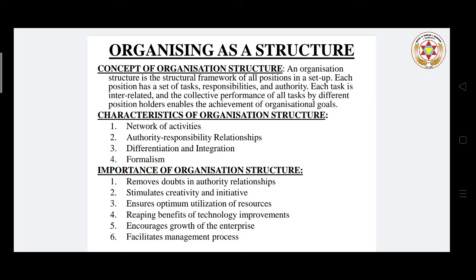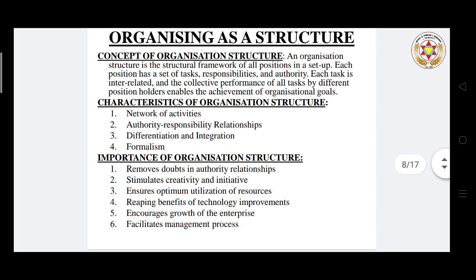Each position has a set of tasks, responsibility, and authority, and each task is interrelated, and the collective performance of all the tasks by different position holders enables the actual achievement of the organizational goal. The characteristic is this: it's a structure. Organization as a structure means network of activities, authority, responsibility, relationship, differentiation and integration, and formalization.